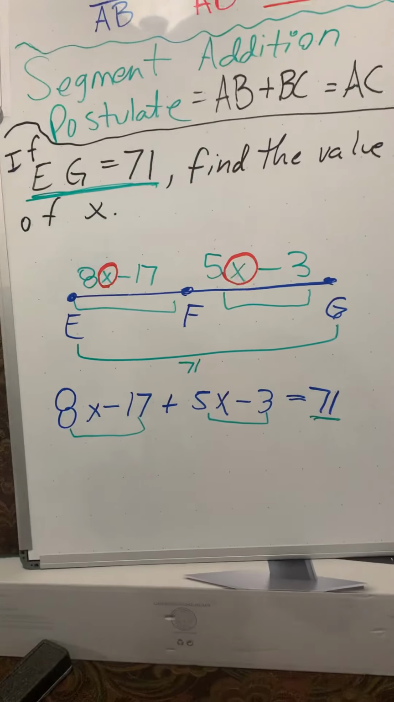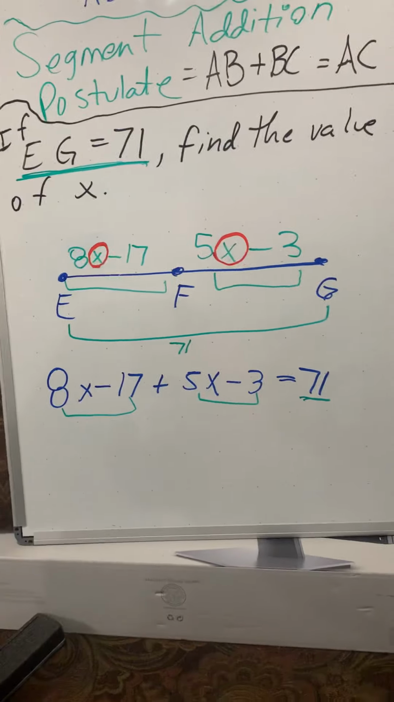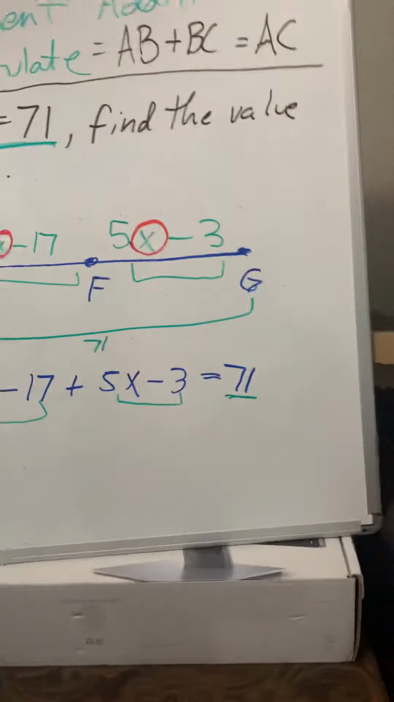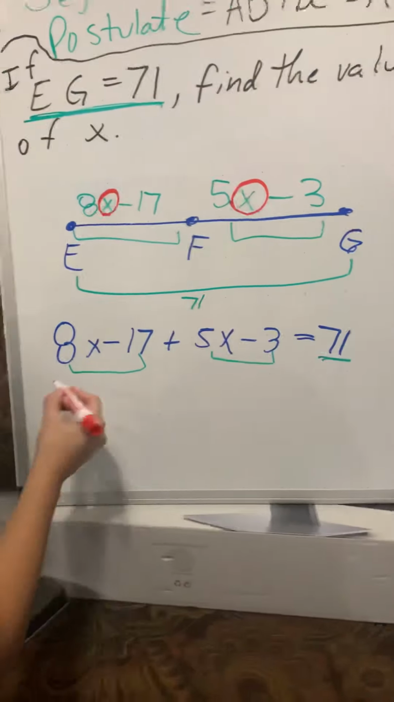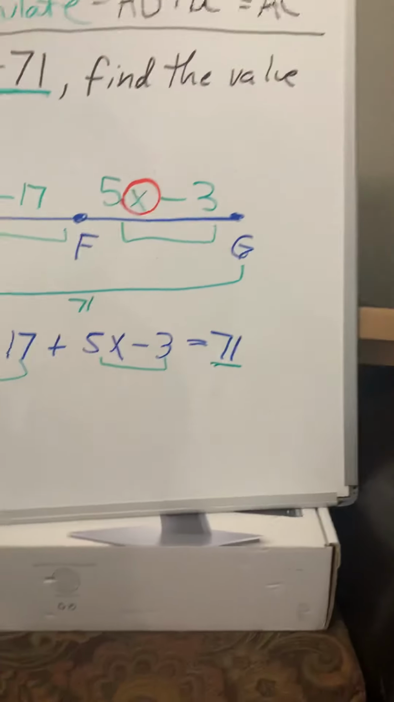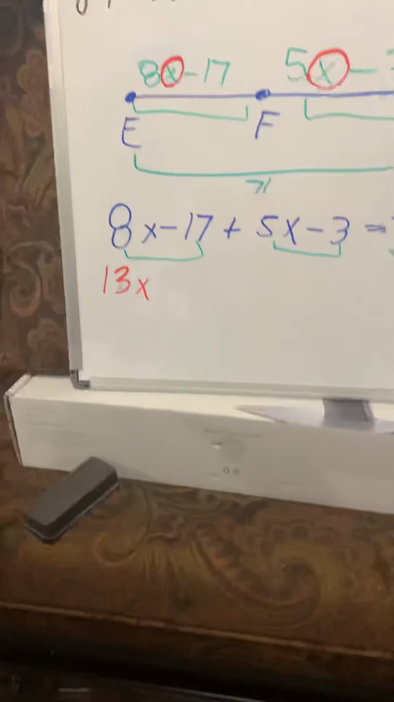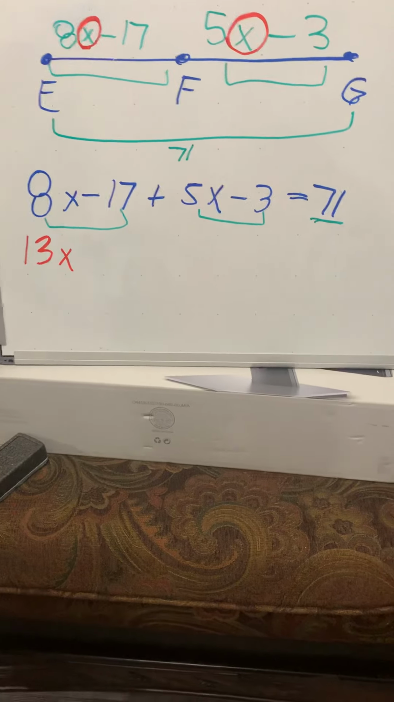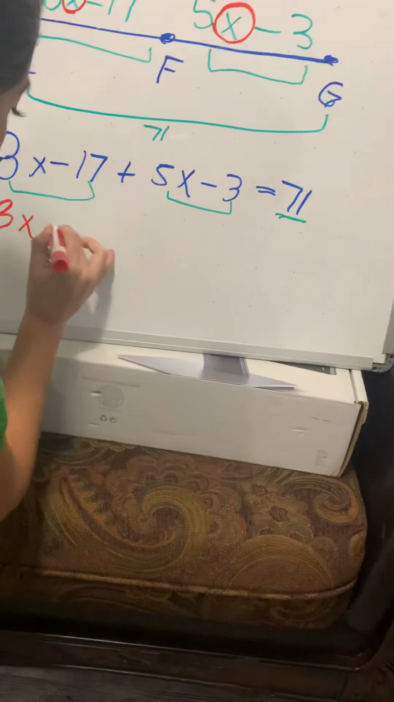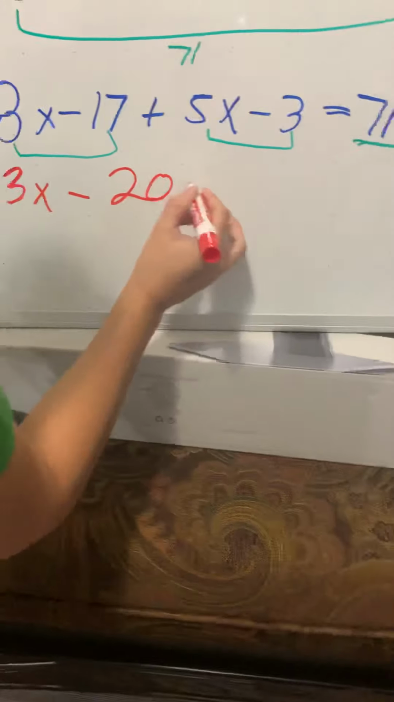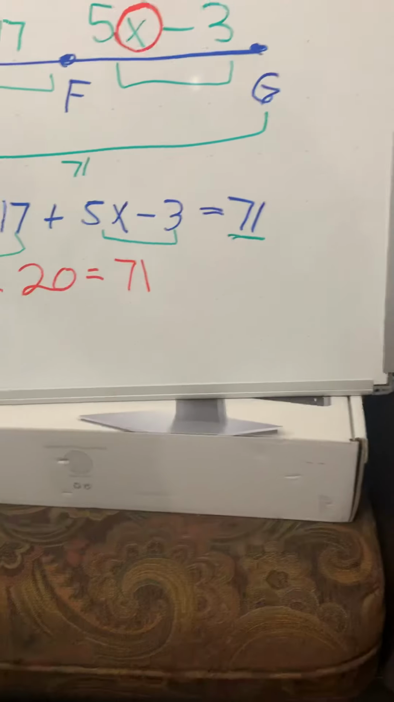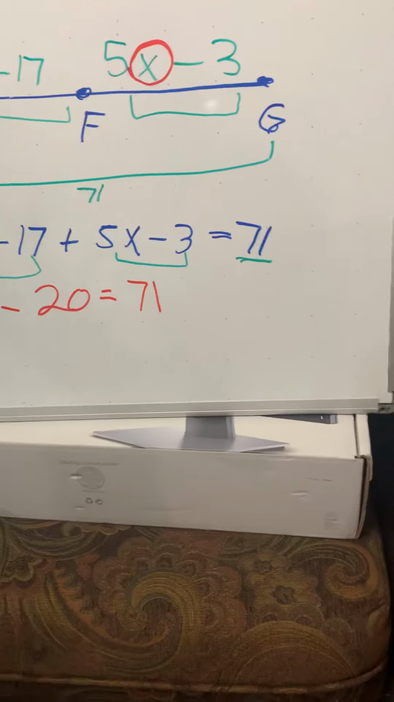So then what we'll do is let's start adding common terms here. So what we'll do is let's go ahead and add the x's, right? So we have 13x because we added the 8x plus the 5x. So we get 13x, and then negative 17 or minus 17 minus 3 is minus 20 equals 71, right? Okay, so we're there so far.